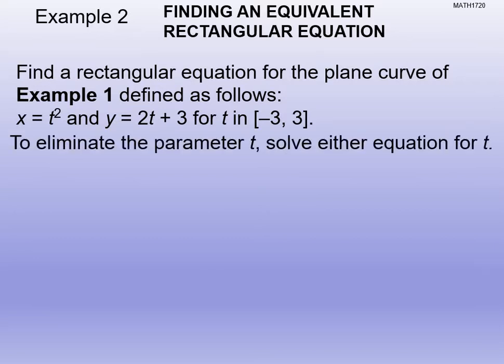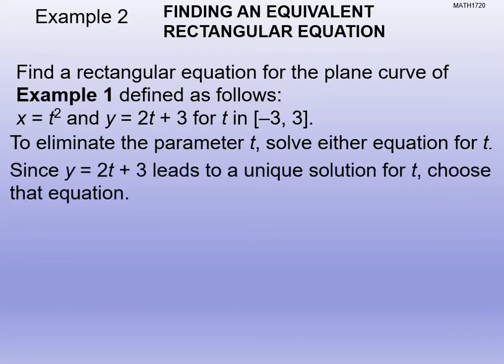Okay, so we have to eliminate the parameter t. We're going to solve either equation for t, and then substitute it into the other equation. So this is very important: pick the easy one. We know that y equals 2t plus 3. That's a unique solution, because there's only one value that t is going to end up being. Whereas if we chose x equals t squared, when we square root that, we get plus or minus, so we have two different possible solutions. So that's why it's easy. Choose the easier one, which is 2t plus 3.